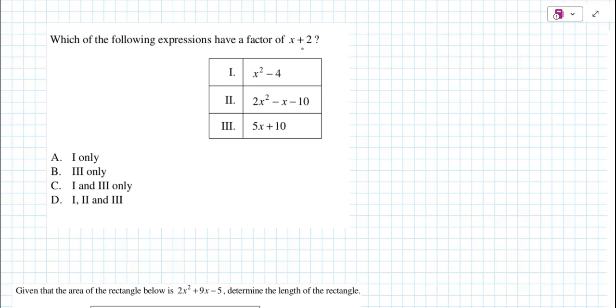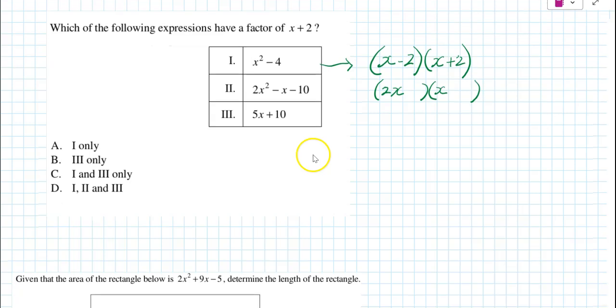All right, so the first one right here, this is a difference of squares. That's x minus 2, x plus 2. Okay, that's the difference of squares. You have to factor it, then that's what you will get. This one, you have to do a freestyle factoring.